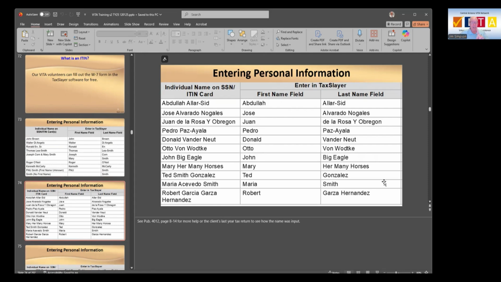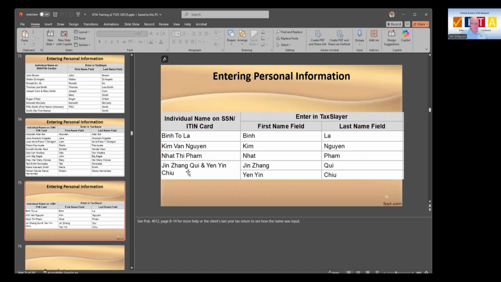Now, that said, the best way is if they filed a return last year that was accepted, filed electronically, look at that tax return and put it in the way that tax return had it. Because it got accepted once, you'll know it'll get accepted again. Sometimes you'll have some Asian names too. This will give you an example of how to put those in.